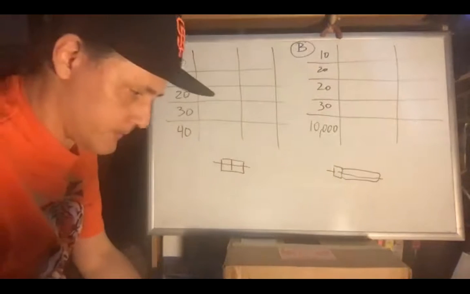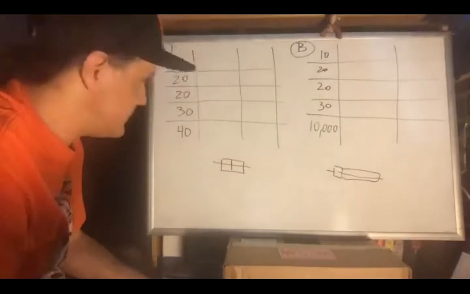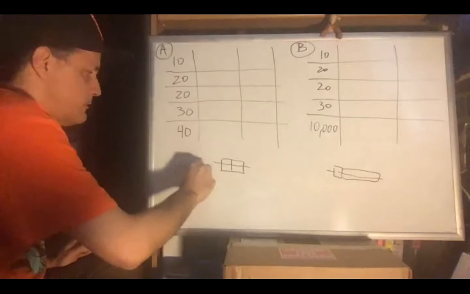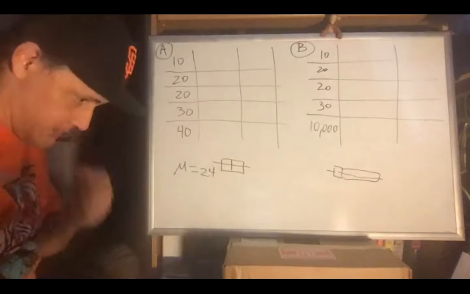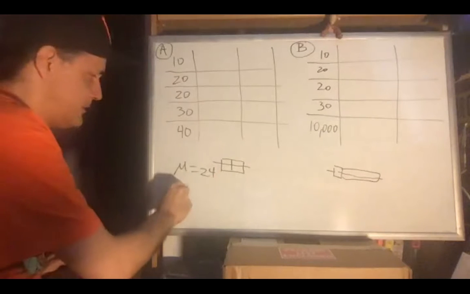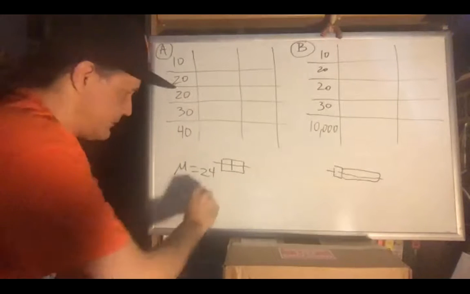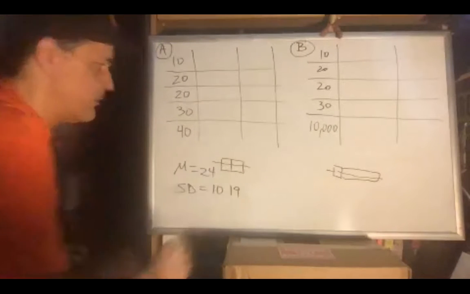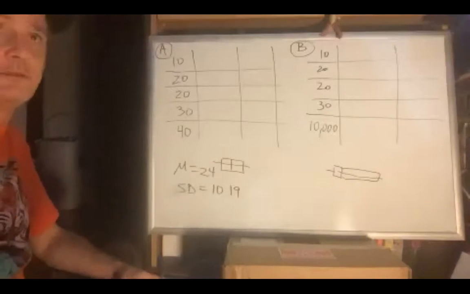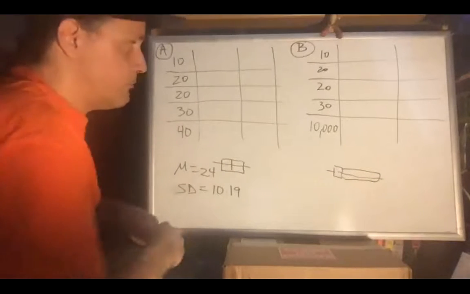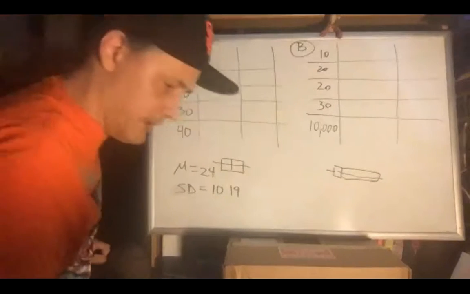All right, so we're calculating the mean and the standard deviation. You should get the mean to be 24. And I'll tell you the answer for the standard deviation, which is SD equals 10.19. I'll go over how to do that in a minute, but let me give you the answer. Some of you might have already done this. Okay, and then over here, you add and divide by 5.